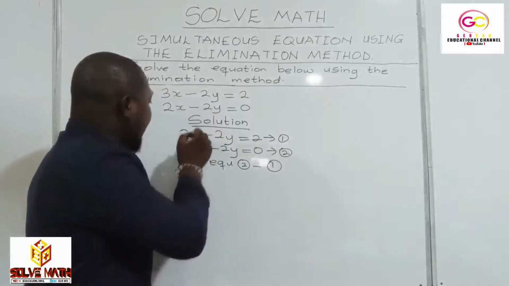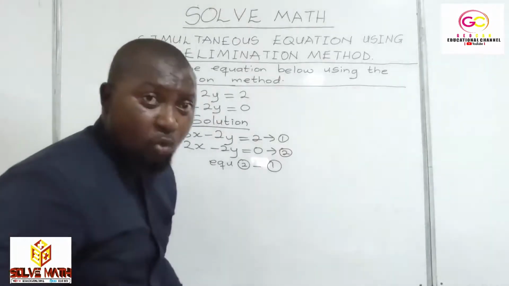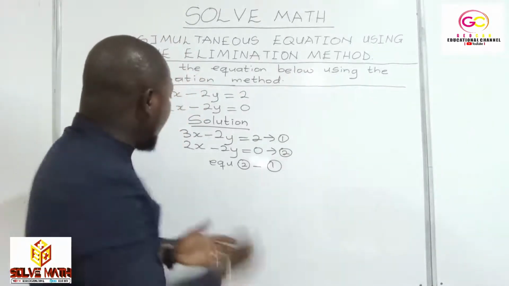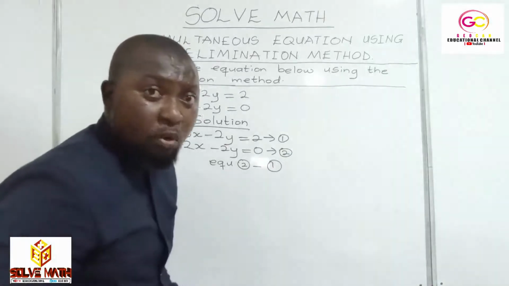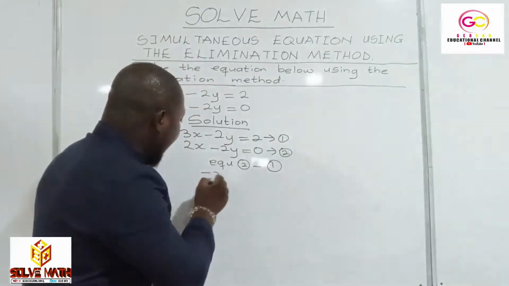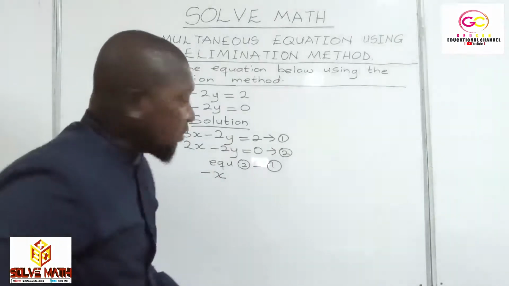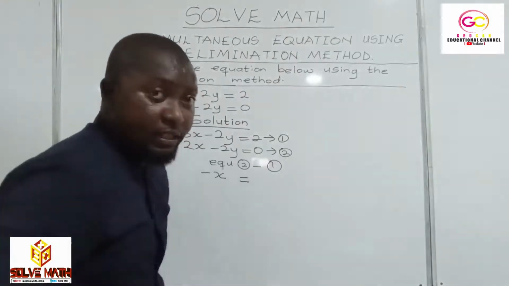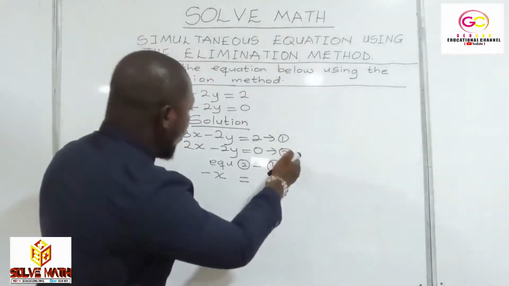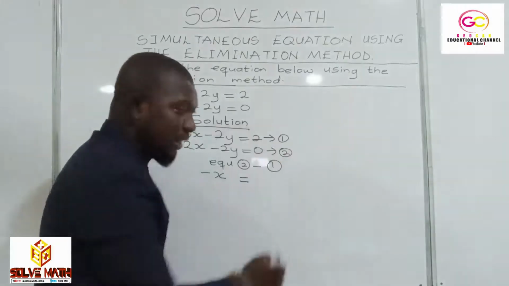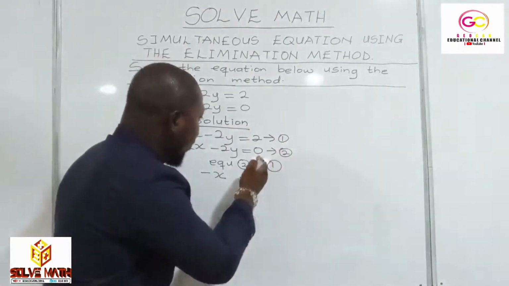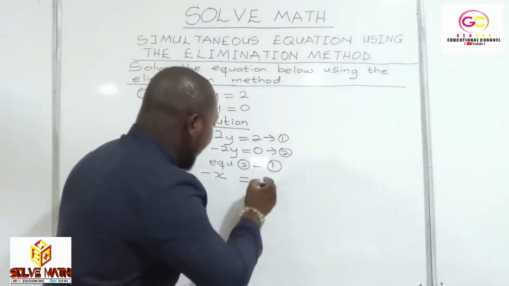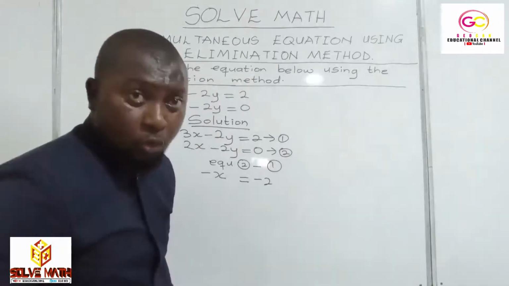2x minus 3x. You have 2x, you subtract 3x. What do you gain? You will have 2, then you owe 3. You still will be owing, so it will be minus x. Or one will say minus 1x. It's the same thing. So you have your equal to, right? Now, equation 2 minus 1. So here, 0 minus 2. You have 0, you are subtracting 2. You have minus 2.